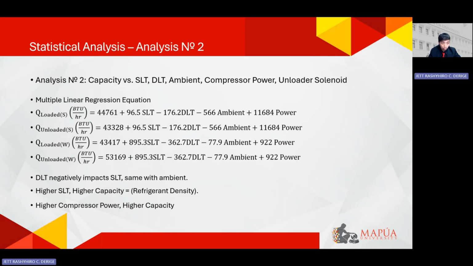And for the second analysis, it would be capacity. For the multiple linear regression equation, as you can see, discharge line temperature negatively impacts suction line temperature, same as with the ambient temperature. And the higher the suction line temperature is, the higher the capacity of the unit. This is mainly because of the density of the refrigerant inside the system. And for higher compressor power, we will expect higher capacity because more pumping of the refrigerant means we have more capacity as well.